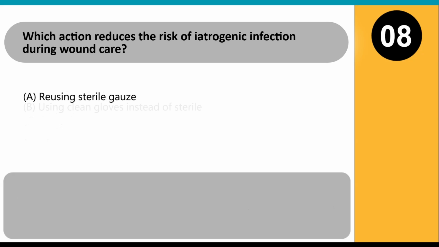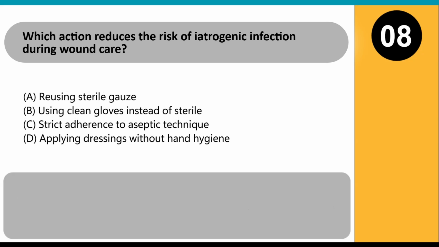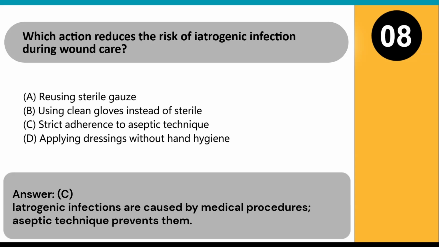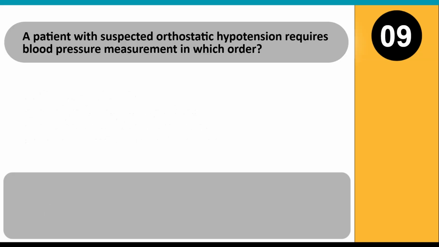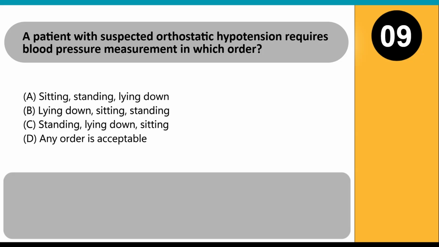Which action reduces the risk of iatrogenic infection during wound care? A. Reusing sterile gauze. B. Using clean gloves instead of sterile. C. Strict adherence to aseptic technique. D. Applying dressings without hand hygiene. Answer: C. Iatrogenic infections are caused by medical procedures. Aseptic technique prevents them.